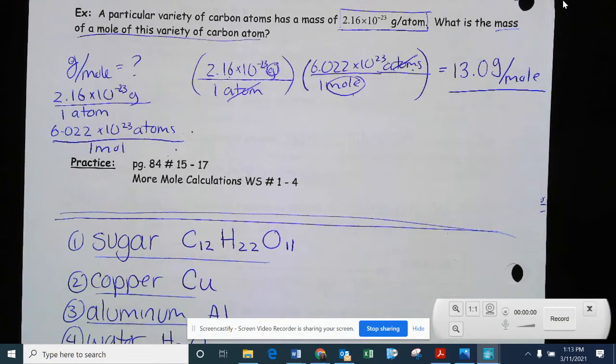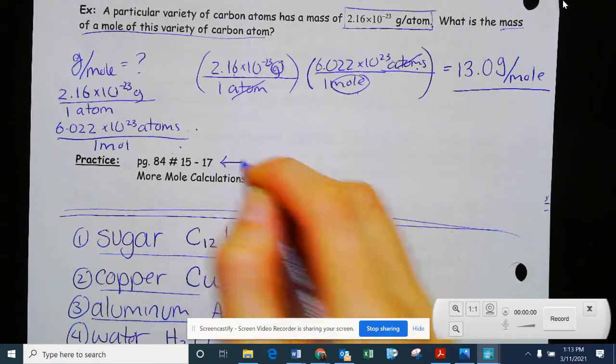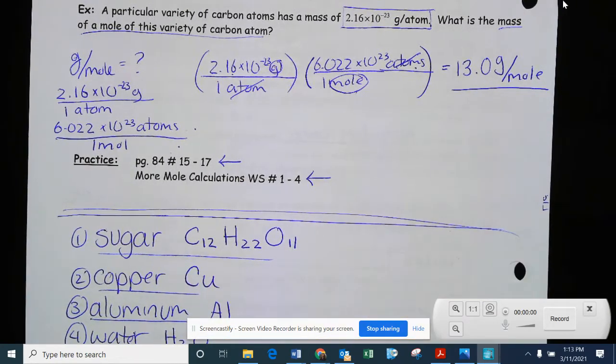Okay, so let's start on this. We're going to do page 84, 15 to 17. And then there's a worksheet called More Mole Calculations. I've got it at the front. I think some of you picked it up yesterday. Let's pause after 15 minutes and go through a few together if we're having a hard time with them. But we'll work on that until about 1:30.